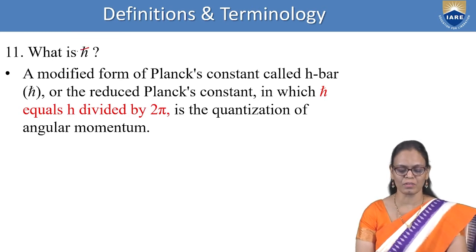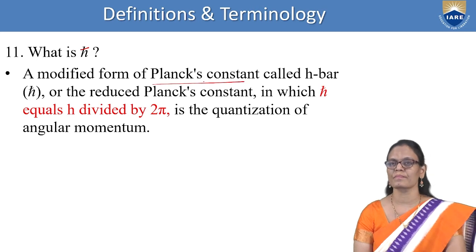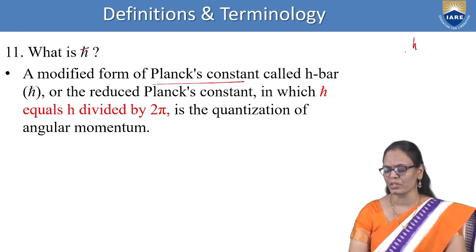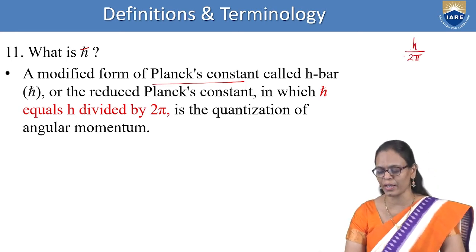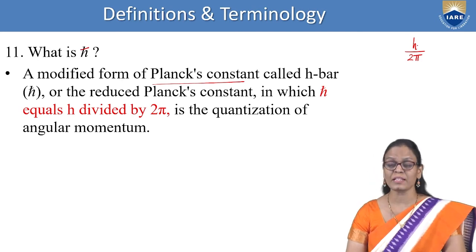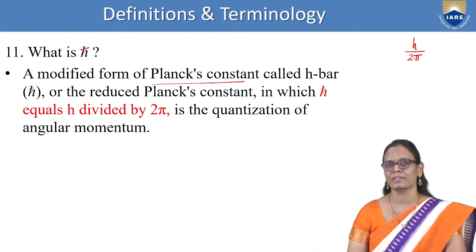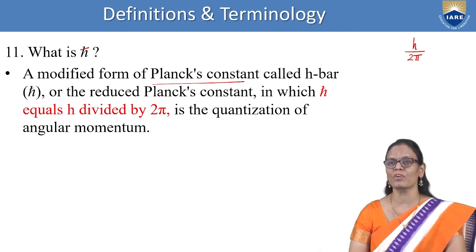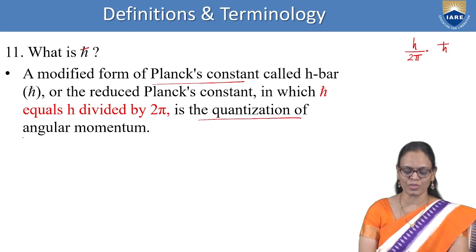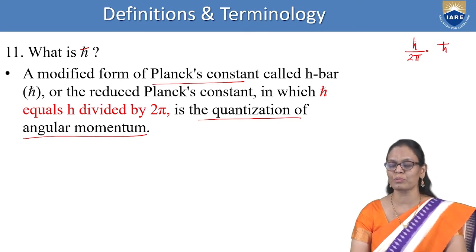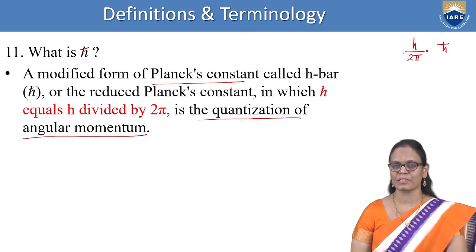What is h bar or h cross? You call it h cross or h bar. This is nothing but a modified form of Planck's constant. Whenever you have h divided by 2 pi in expressions, h is a constant, 2 pi is also a constant. So instead of writing 2 constants, the value of h by 2 pi is denoted as h cross, and it is nothing but the quantization of angular momentum. So h by 2 pi gives the angular momentum.